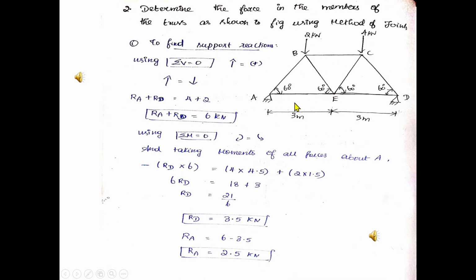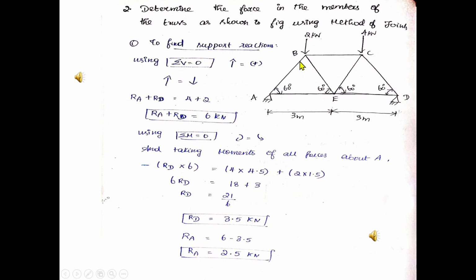So the joint we need to go to, like this. We have started with joint A. So the next joint to be considered shall be either B or E. So while choosing the joint, this point should be borne in mind. That is, at any joint there should not be more than two unknowns, because we have two equations of equilibrium, sigma V equal to 0 and sigma H equal to 0. Therefore, only two unknowns should be available at the joint.